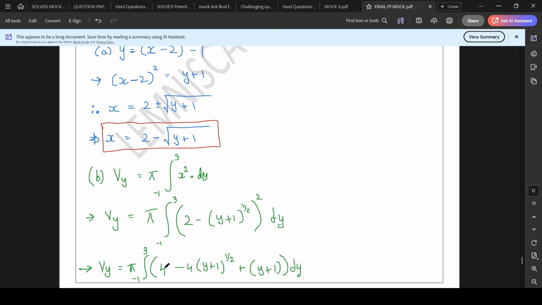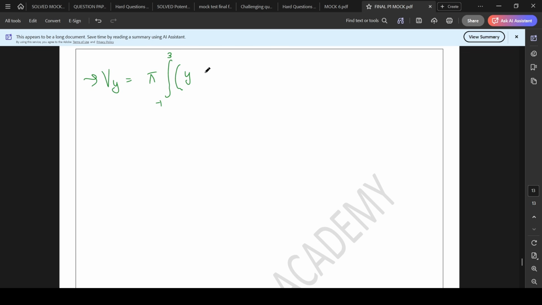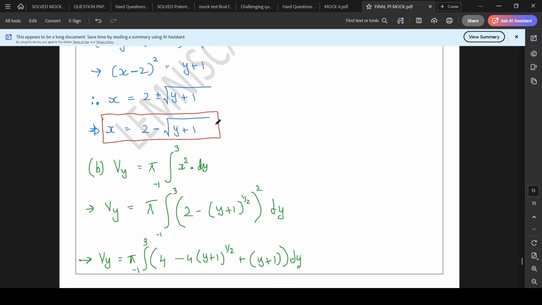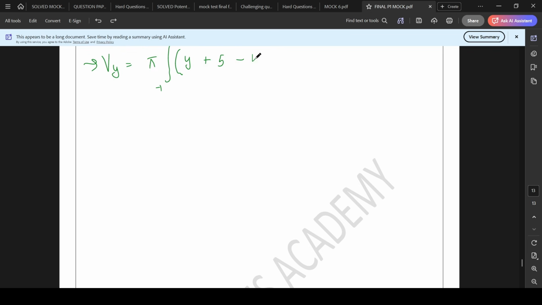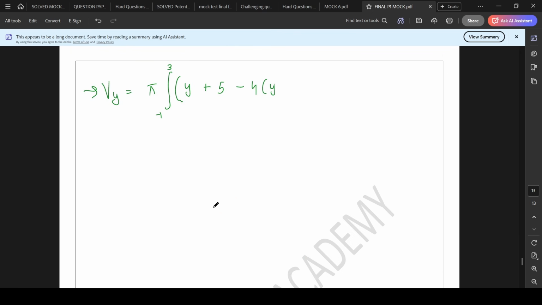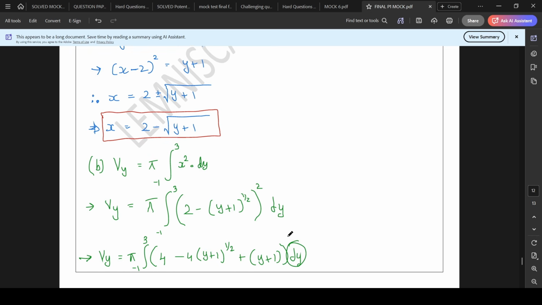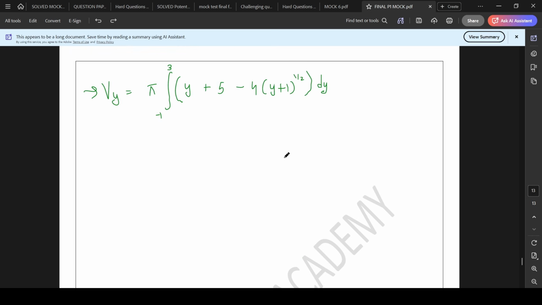Then I'm having a constant term. 4 plus 1 is 5. So this 4 and this 1 is 5. This y is done. And now only this term is left. -4 times y plus, what was it? Y plus 1 to the power of half. The whole bracket closed, and I need to integrate with respect to dy. As you can see that in every step I'm having dy. So yeah, you need to follow that.